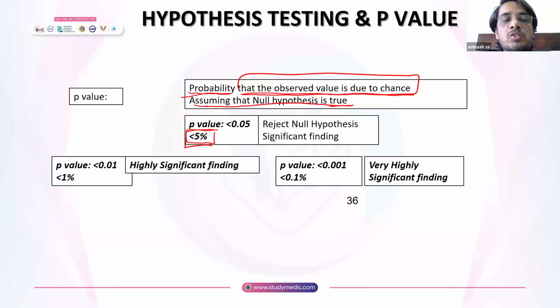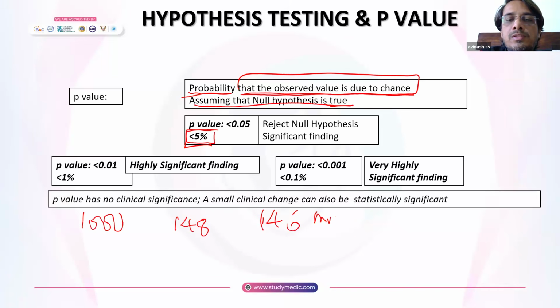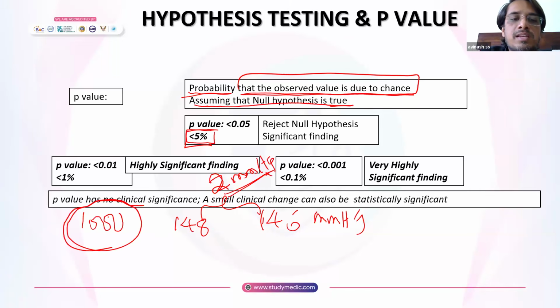It is arbitrary. There is no real scientific explanation for why only 5, 1 and 0.1% are chosen. Now, just because the p-value is significant, we cannot conclude that the effect is clinically significant. The meaning of this is, suppose we take 1,000 women. Before treatment, their BP was around 148, and after treatment, the BP came down to 146 millimeters of mercury. You can see that the change is only 2 millimeters of mercury. Clinically, this difference is not very significant. However, the smallest of changes can be statistically detected as significant because the sample size is high.